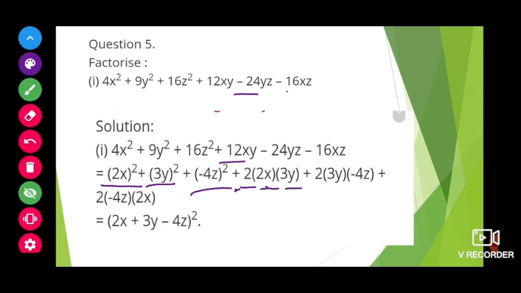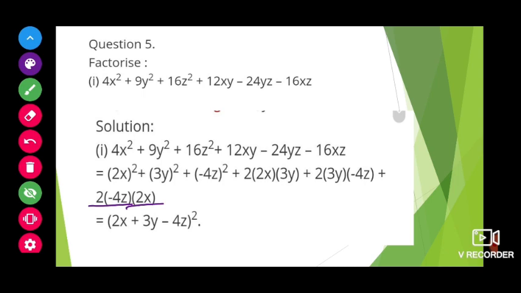2 2s are 4, 4 3s are 12xy. We got the same. Next, minus 24yz we have to write as 2yz. So 2, y is 3y, z is minus 4z. If we multiply, we will get the same. Now here minus 16xz we have to write as 2zx or 2xz. So 2 into x is 2x, y is minus 4x.